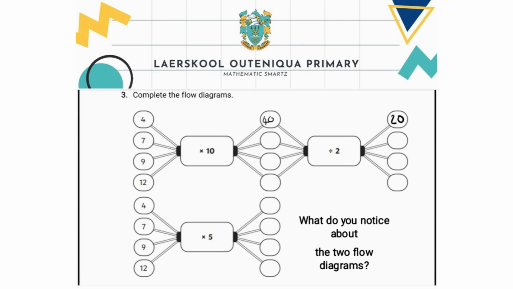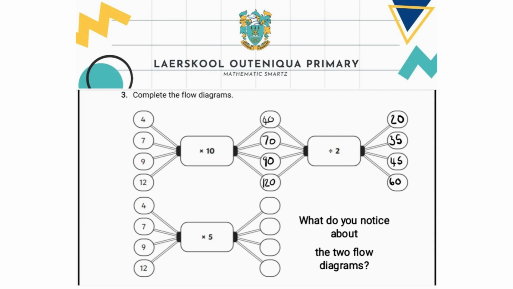7 times 10 is 70. Divided by 2 is 35. 9 times 10 is 90. 90 divided by 2 is 45. 12 times 10 is 120. Divided by 2 is 60.